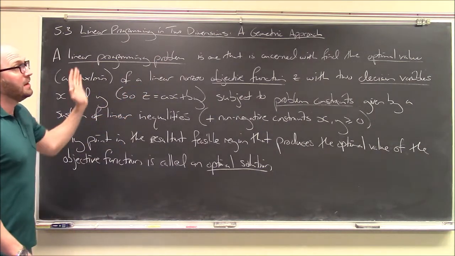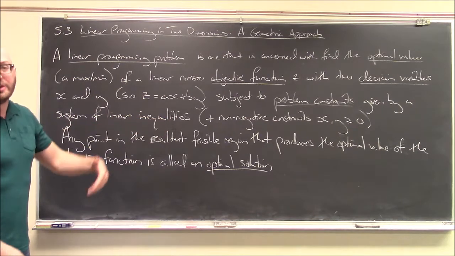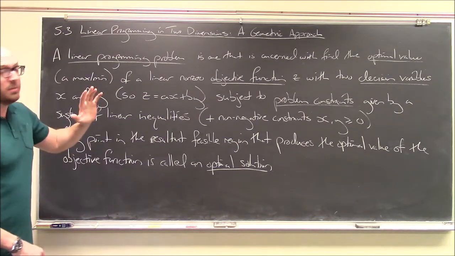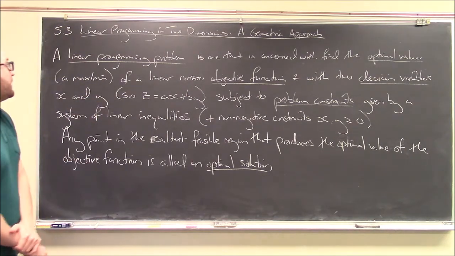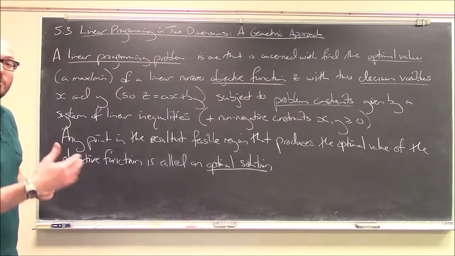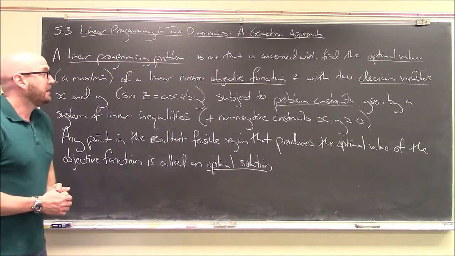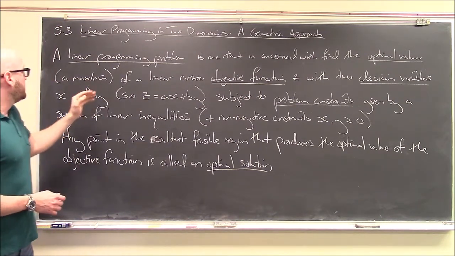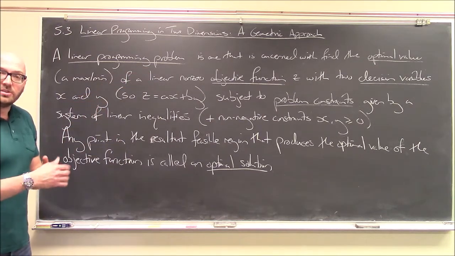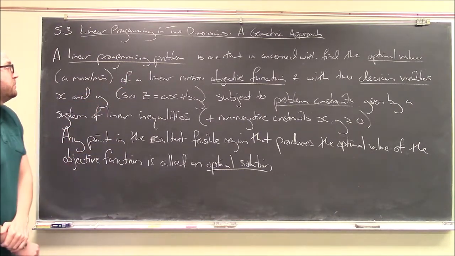So what I have written behind me is a general definition of what linear programming is. There's a lot of words here, but I've written it all up so that we can go through some of the terminology. So I'll just read through it. A linear programming problem is one that's concerned with finding the optimal value of a given function. So by optimal value, I mean a maximum or minimum value. We want to make this function that we're given as big as possible or as small as possible.